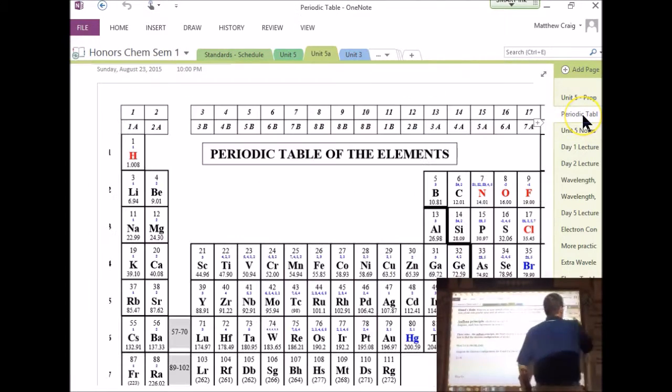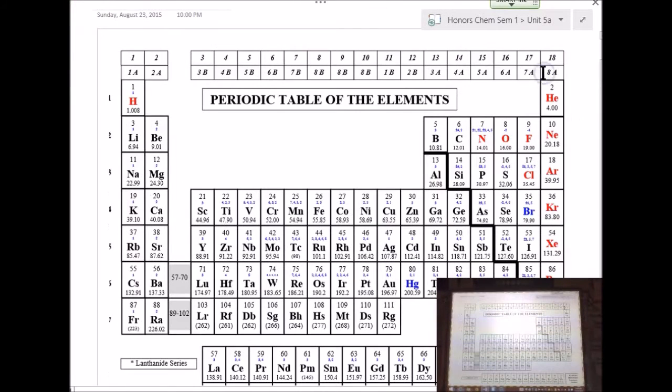Okay. So periodic table, I'm going to blow that up. And this is where you get to use your colors and all that fun stuff. Make notes on this periodic table. If you have your printed one, you can also write on that as well. But at least what's nice about this is you always have this.